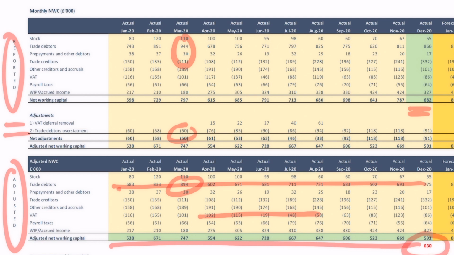And as we can see, this 630 is actually £52,000 lower than the 682 we're quoting up here at the top. And what that means in this instance is the actual net working capital position is in excess of the target, and the adjustment we'd make today on consideration as a result of this will be an additional £52,000 paid to the vendor.